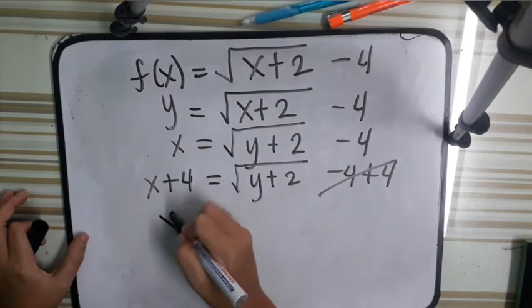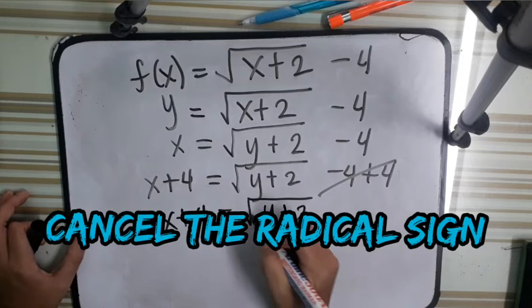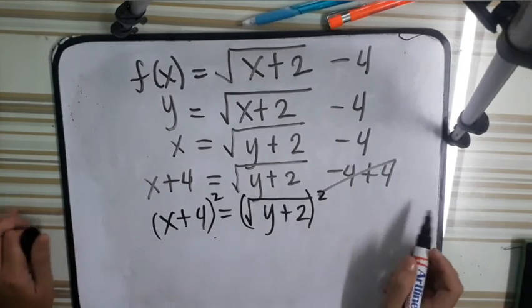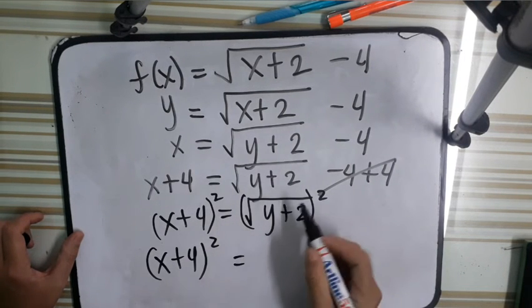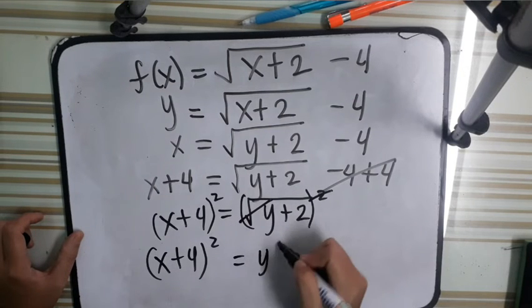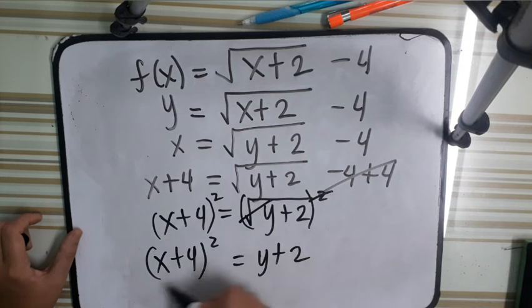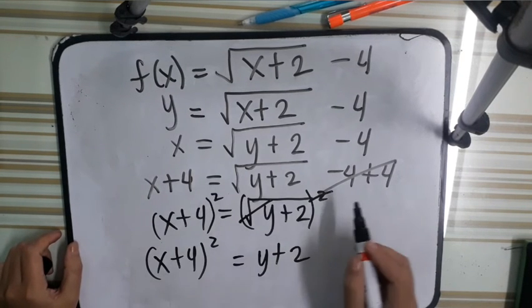After that, we need to remove the radical sign. So we raise both sides of the equation to 2. So this will be x plus 4 raised to 2 is equal to, cancel, y plus 2. Now, if your teacher is asking you to simplify this one, you need to perform FOIL method in order to get the exact value or the expanded form of the answer. But if the teacher is not asking you about that, then we no longer need to expand this one.